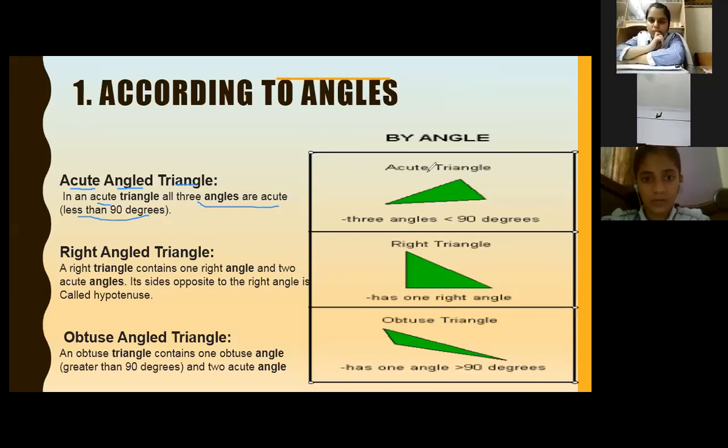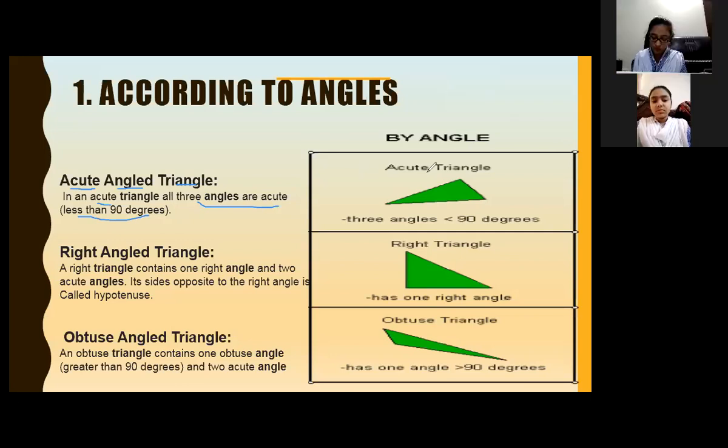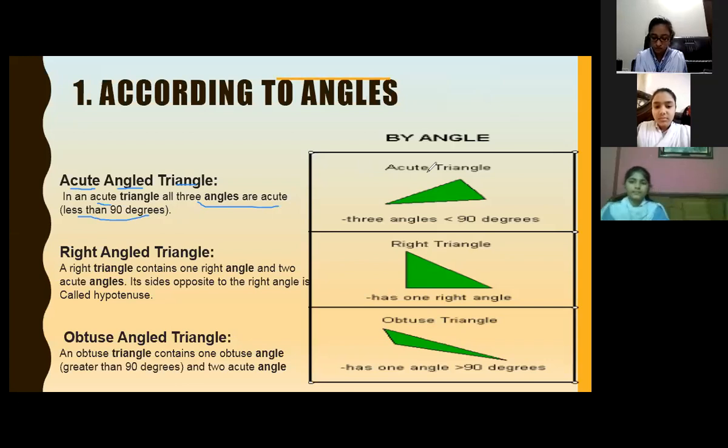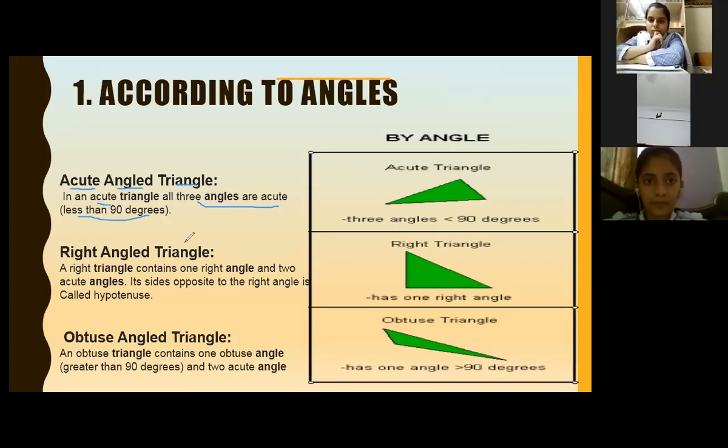Sanya, Asya, where is Asya? Asya, I can't see you, beta. Asya, keep your camera in front of your face. Asya, show me, where are you?